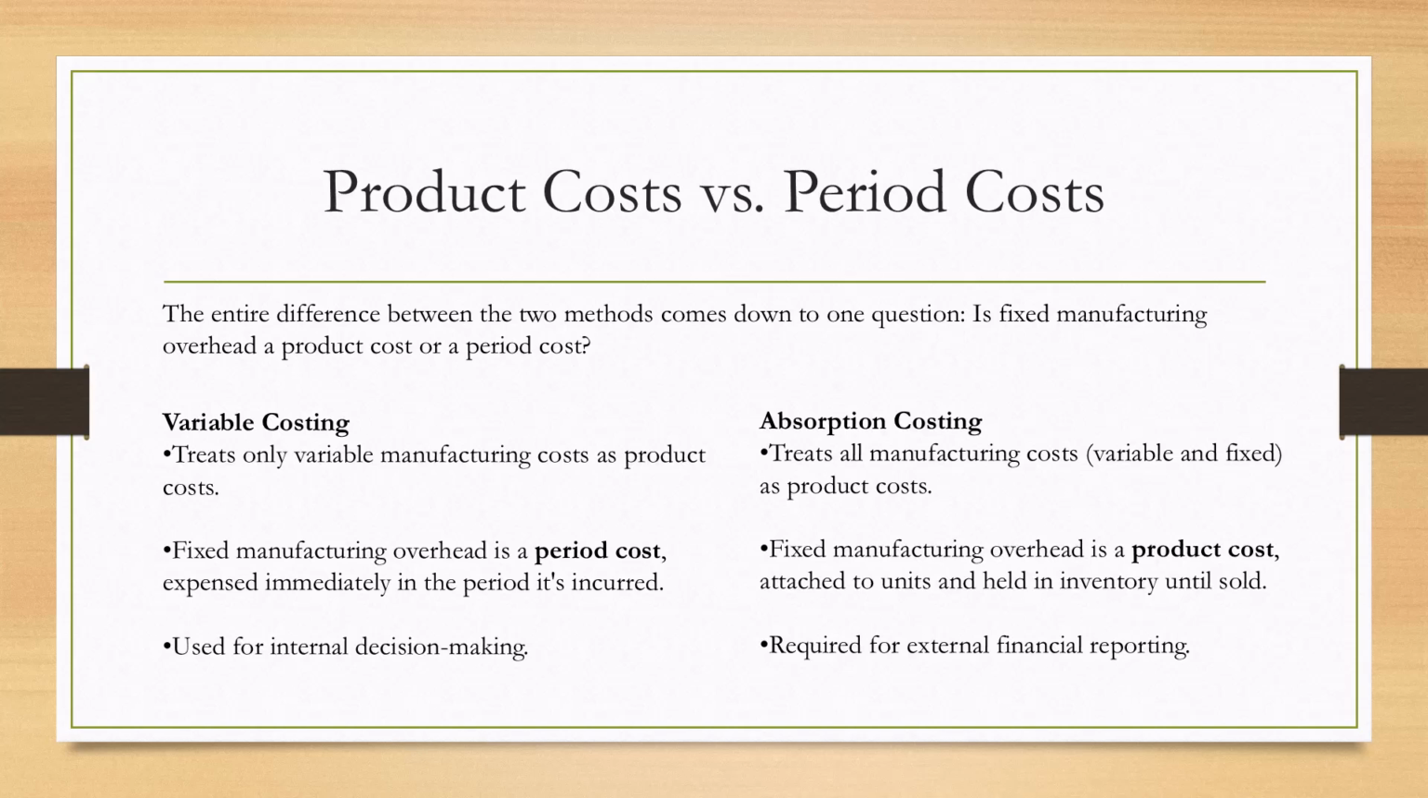The entire distinction between variable and absorption costing boils down to one single question: is fixed manufacturing overhead a product cost that stays with the inventory, or is it a period cost that gets expensed right away? Let's look at them side by side.